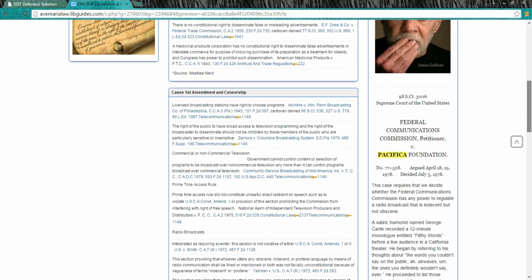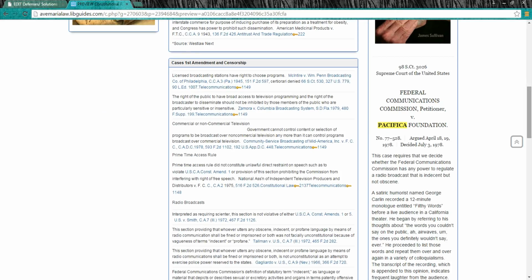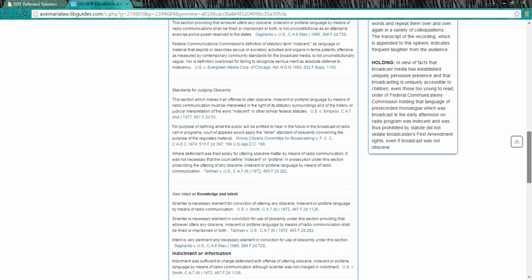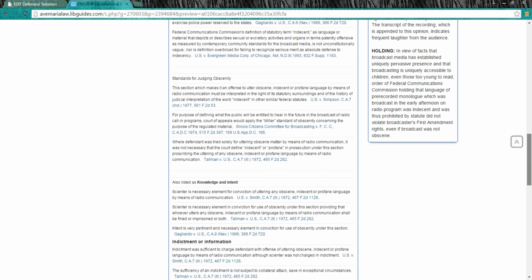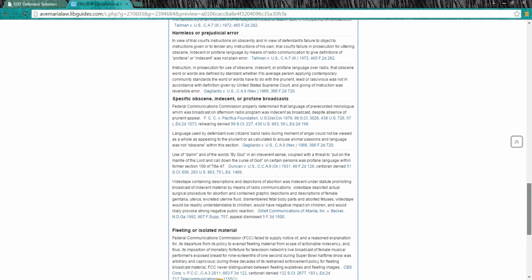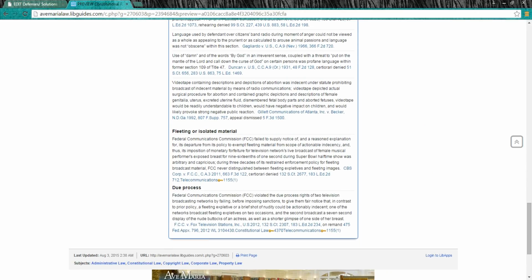Then there's cases with the First Amendment and censorship. These will get into a lot of the issues we talked about under the television tab about what is constitutionally protected speech and what is not constitutionally protected speech. And most of those are policy driven, as we know. Commercial, non-commercial television, radio broadcasts, standards for judging obscenity. So it kind of goes back and touches on some of those issues that we talked about under the radio and television ads. Here's the fleeting or isolated material issue that I talked about.